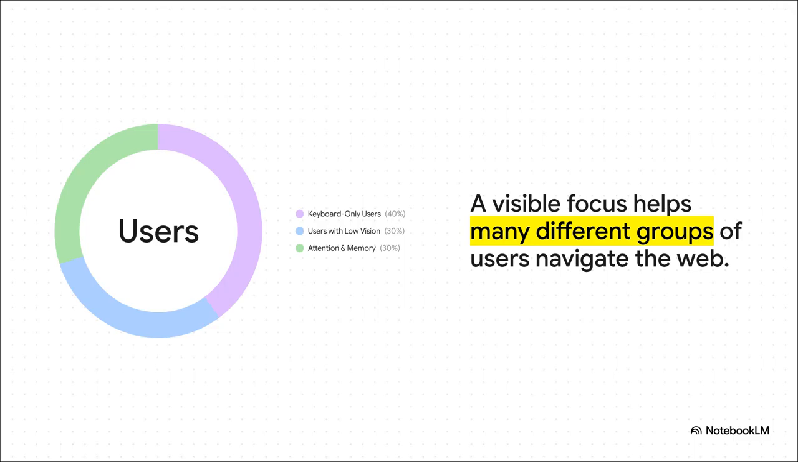It's not just one small group of people. Of course, it's essential for keyboard-only users who might have a motor disability, but think about someone with low vision using a screen magnifier. That visible focus outline is their anchor. It tells them where they are in that zoomed-in window. And it's also a huge help for people with attention or memory limitations because it gives them a constant visual cue of their spot, which lowers their cognitive load. Honestly, it helps just about everyone.